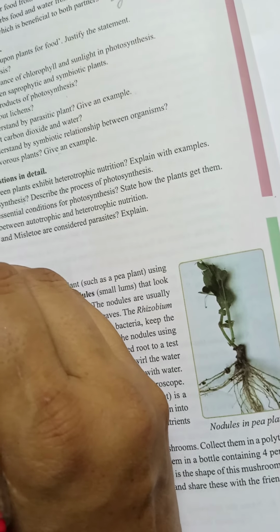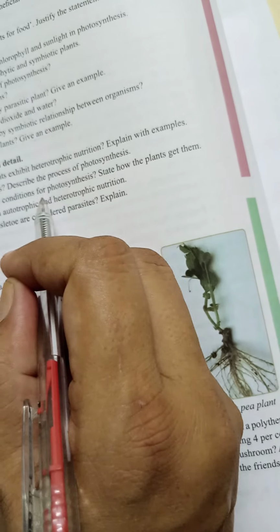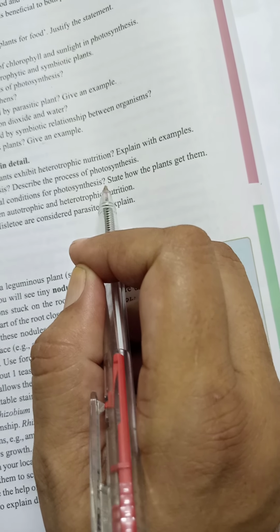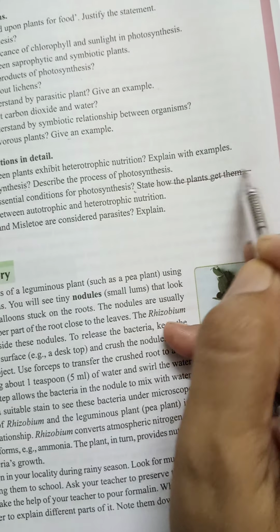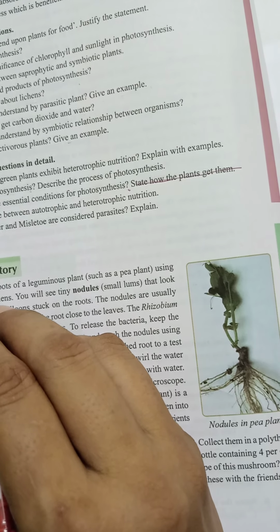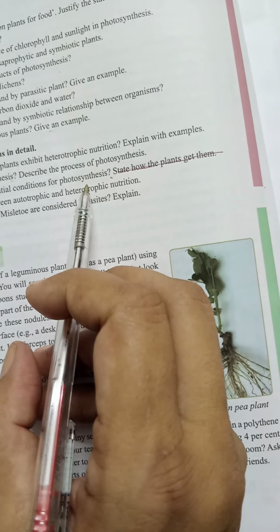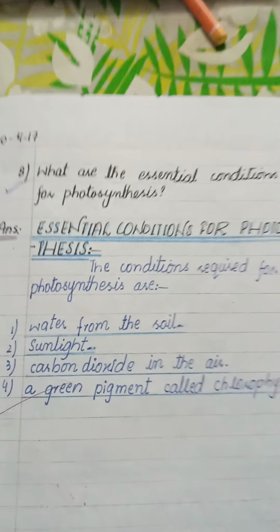Okay students, come to the next question. We took it from the long question answer. What are the essential conditions for photosynthesis? Do not write this. Okay? The question is, what are the essential conditions for photosynthesis? Okay. We will write the answer.